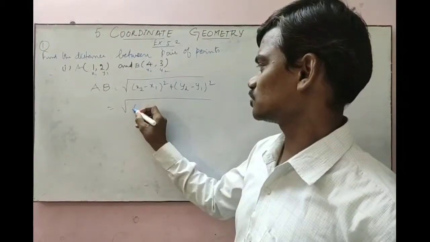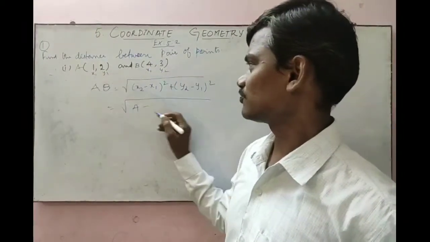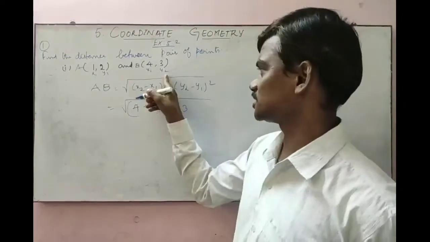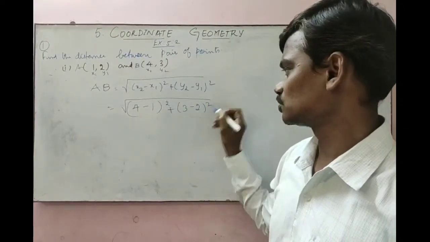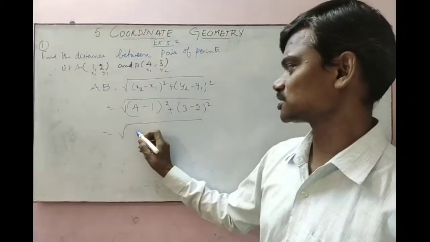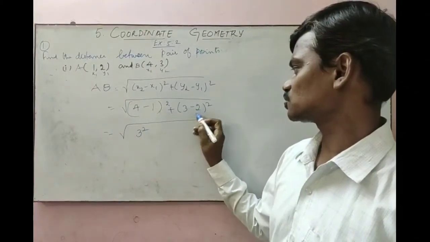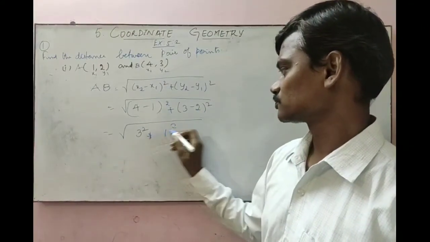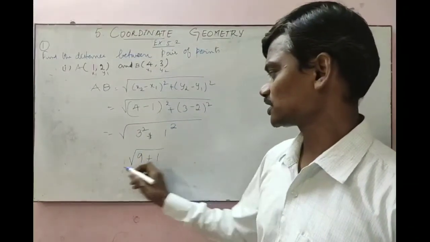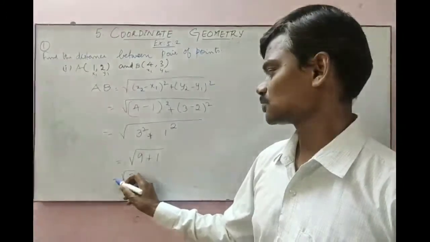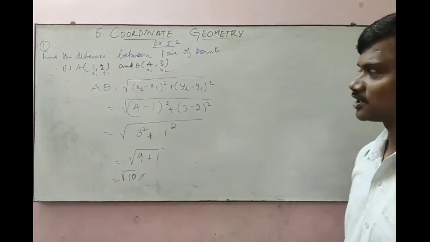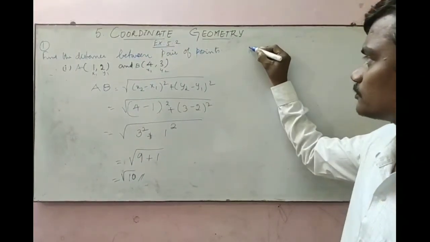x2, what is the value of x2? 4. Minus, what is the value of x1? 1. Whole square plus y2 is 3. y1 is 2. Minus 2 whole square. Just mere substitution and simplification. 4 minus 1 gives 3. 3 square. 3 minus 2 gives 1. 1 square. So 3 square is 9. 1 square is 1. If you add those two, you will get root 10. So this is the distance between those 2 points A and B. Like that you can do the second sum as homework.